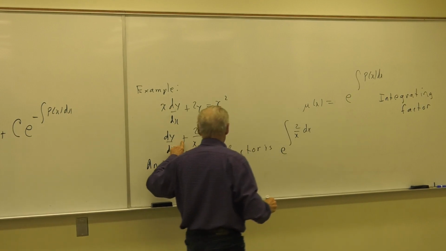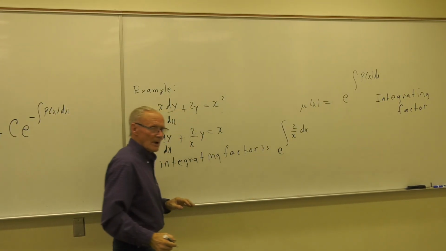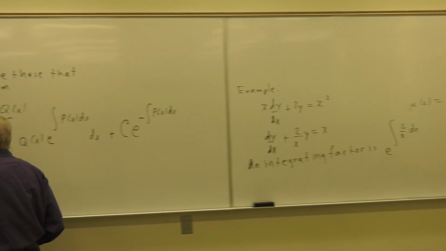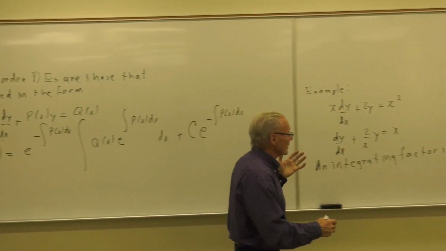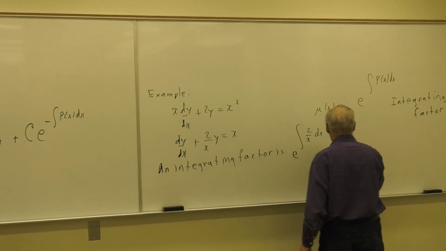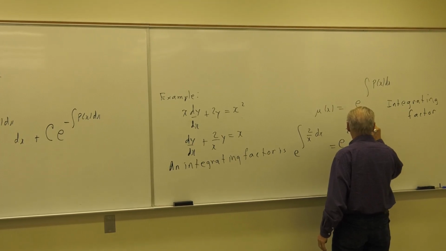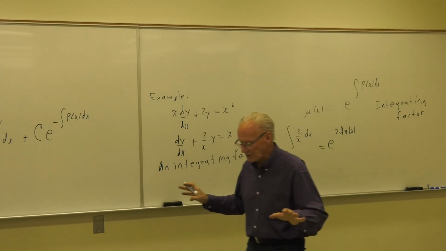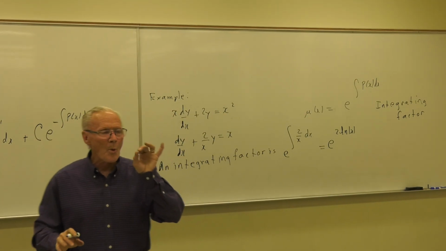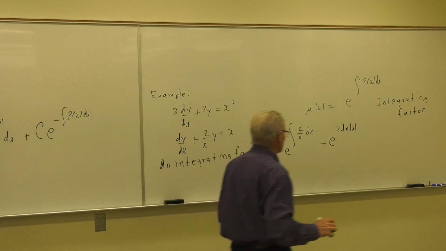And if this is a negative sign, make sure that negative sign gets in here too. P is everything that sits in front of this y. Clear? And the integral here, you can do that. This says e to the 2 times the logarithm of the absolute value of x. And we do not include a constant of integration. All we're wanting is one mu that works, so we don't include integration constants.